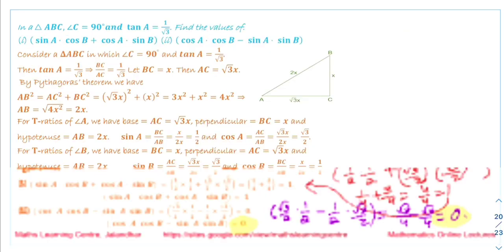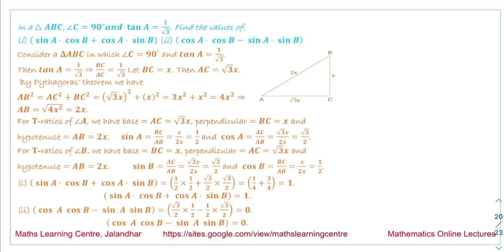Now next we have a triangle ABC, angle C is 90 degree. We are talking about this triangle over here, and this angle at C is 90 degree. This side is the hypotenuse. Tan A, this is the angle A we are talking about, is 1 by root 3. So tan A means we are talking about the perpendicular corresponding to this. It is BC over AC, and it is given to be 1 by root 3.